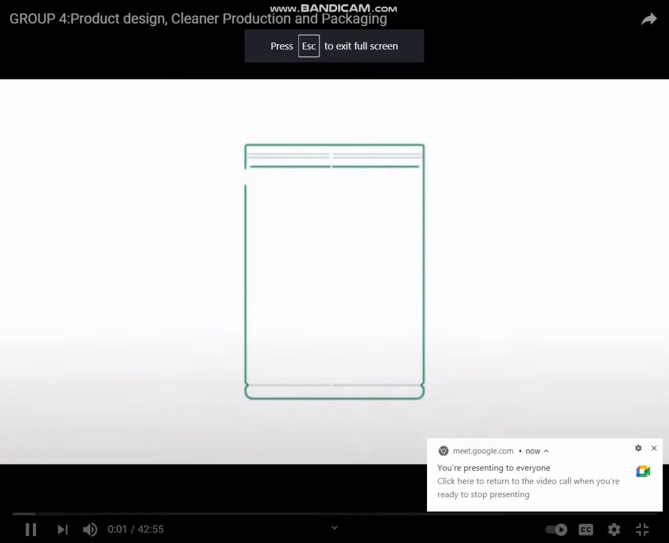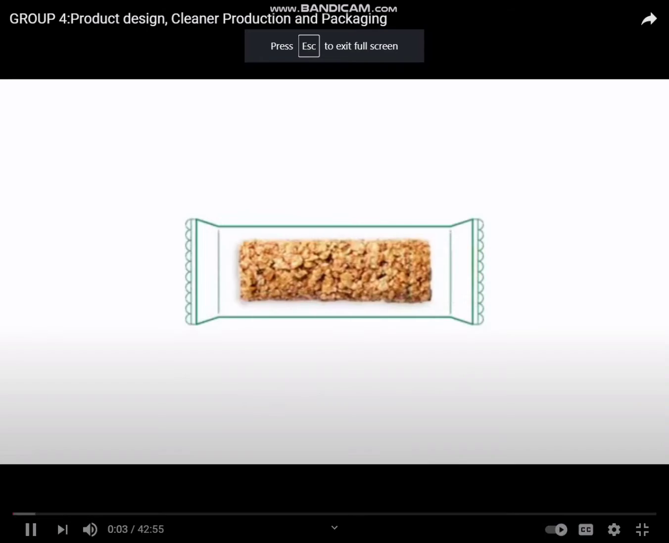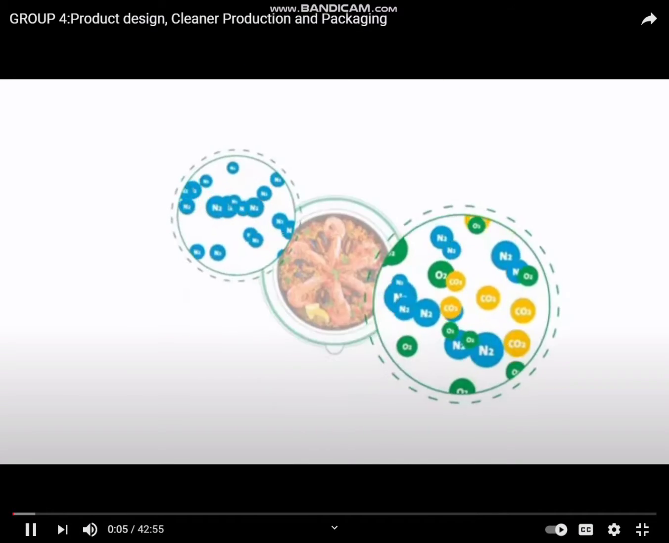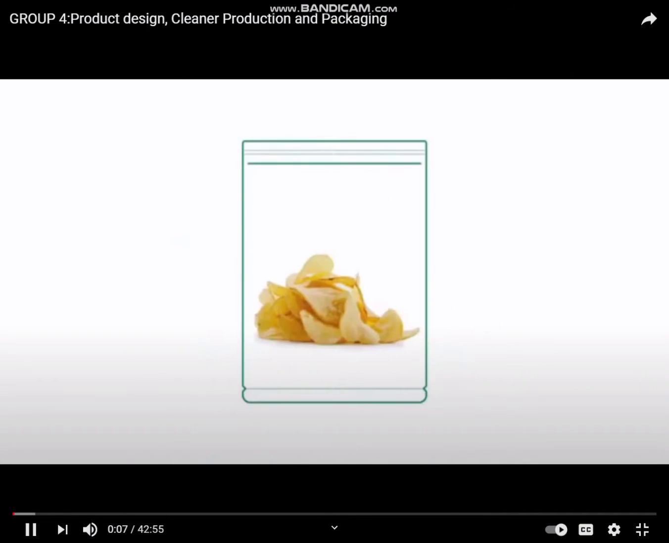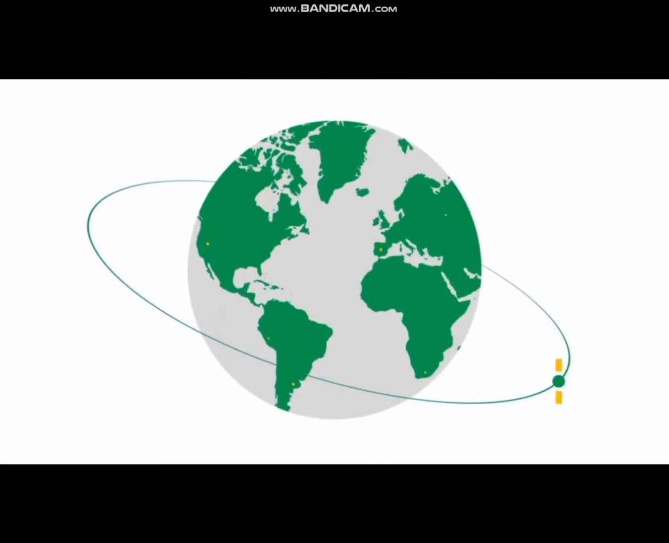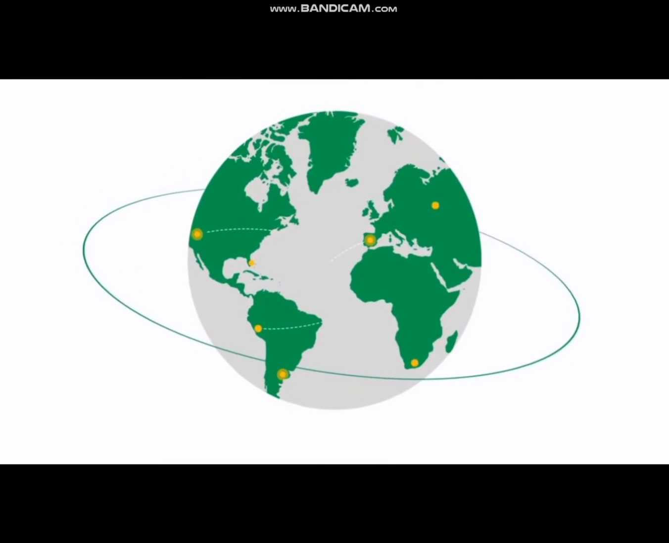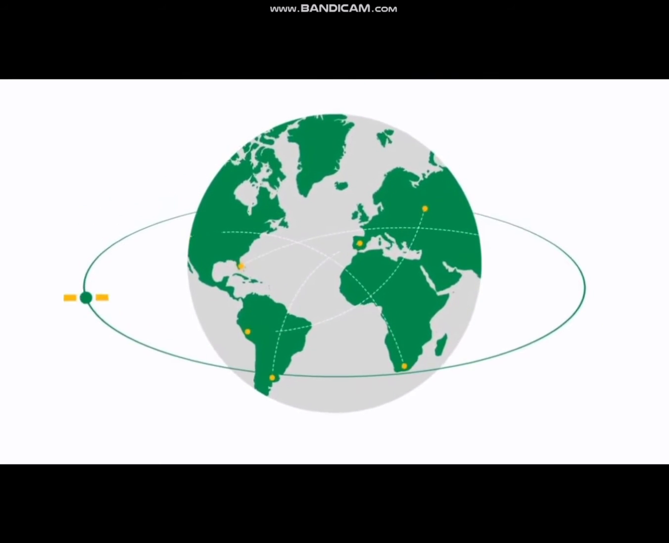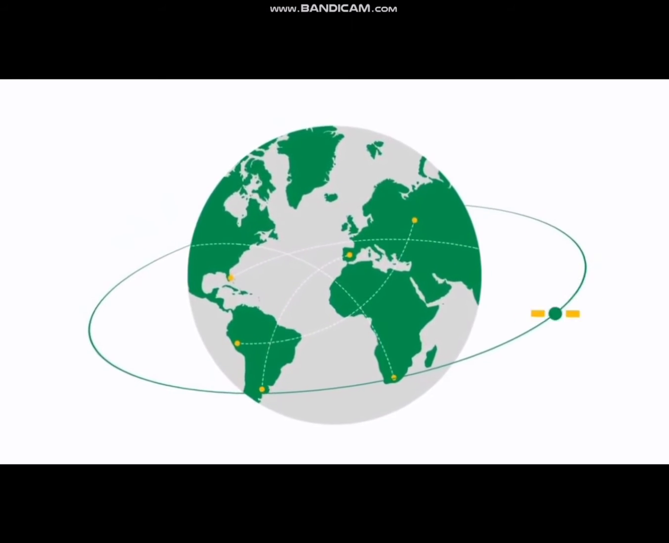Product design, cleaner production, and packaging. The main objectives of product design, production, and packaging are to reduce costs while at the same time meeting product pricing strategies, specification, and customer needs, as well as maintaining compliance with health, safety, and environmental legislation.